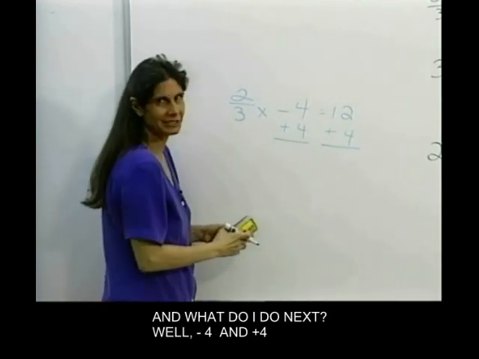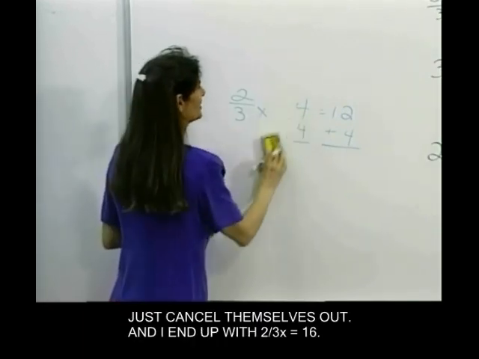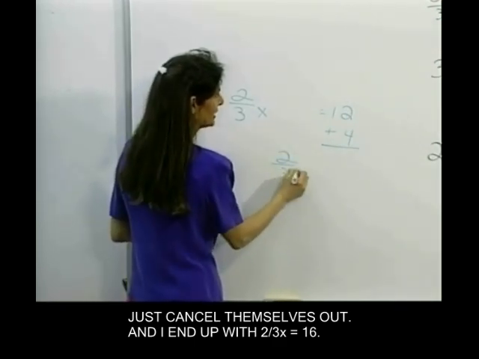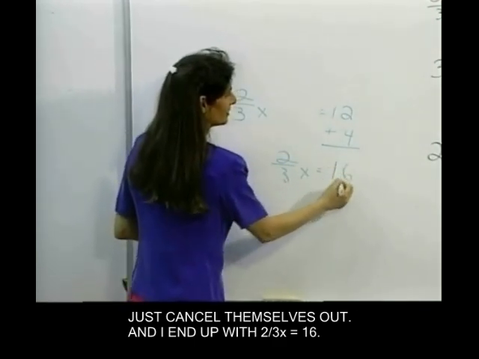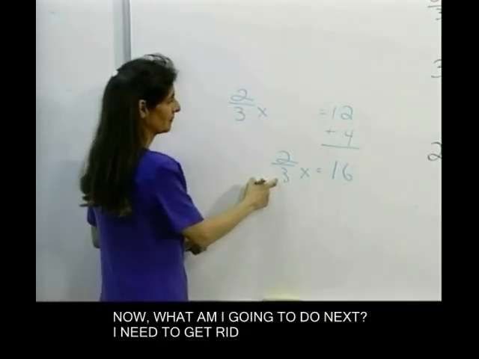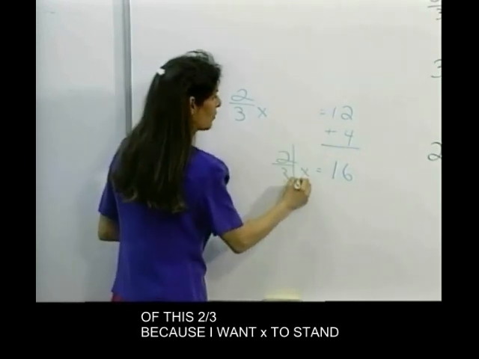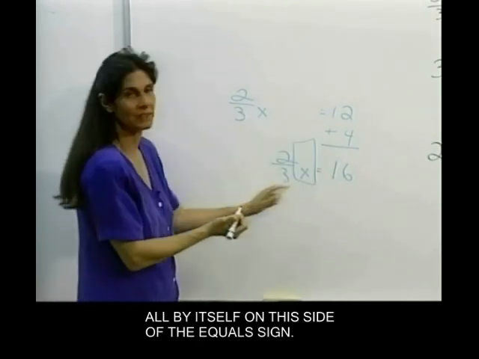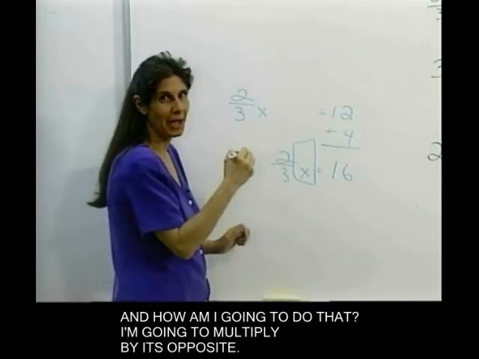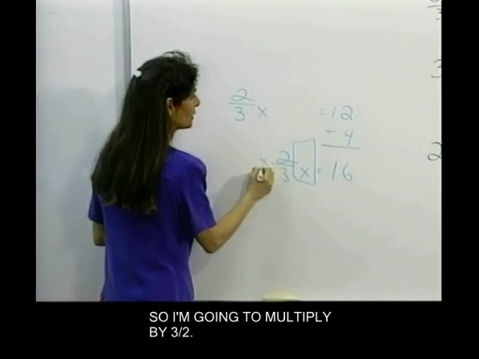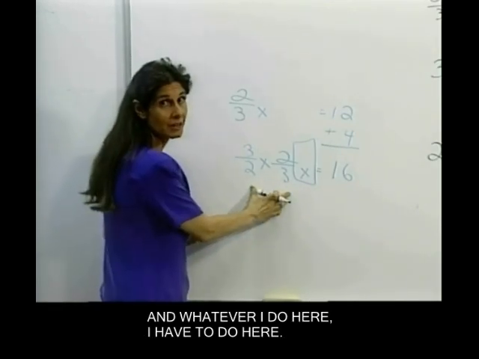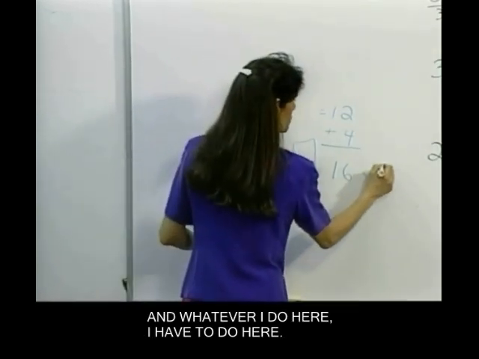And what do I do next? Well, minus 4 and plus 4 just cancel themselves out. And I end up with 2/3 x equals 16. Now, what am I going to do next? I need to get rid of this 2/3 because I want x to stand all by itself on this side of the equal sign. And how am I going to do that? I'm going to multiply by its opposite. So I'm going to multiply by 3 halves. And whatever I do here, I have to do here. So here we are.